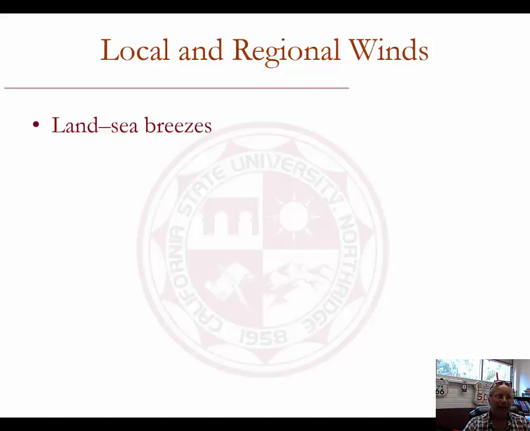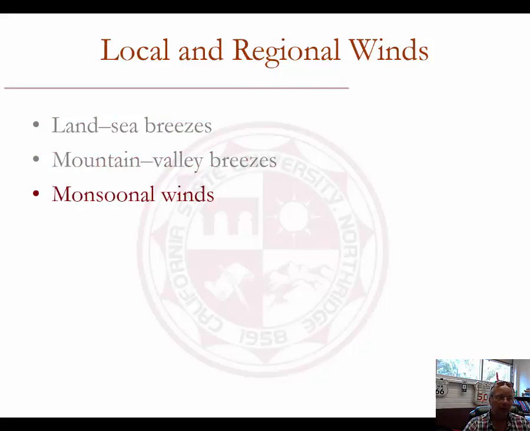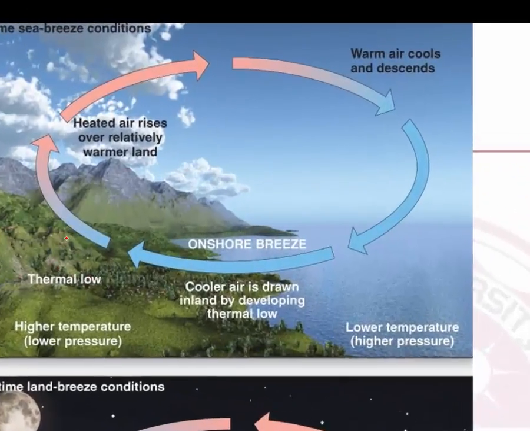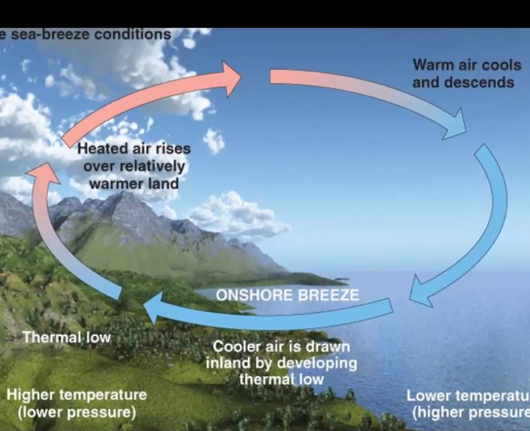So let's talk about land and sea breezes first, because many of you have probably been to the ocean and experienced a bit of this. Maybe you have also experienced the mountain valley breezes. We'll talk a bit about monsoonal winds, but we'll start here with land and sea breezes. Essentially, the way this works is that during the day, land heats up, or air heats more quickly over land, and it rises. Air over the ocean, especially if the ocean is cool, descends.